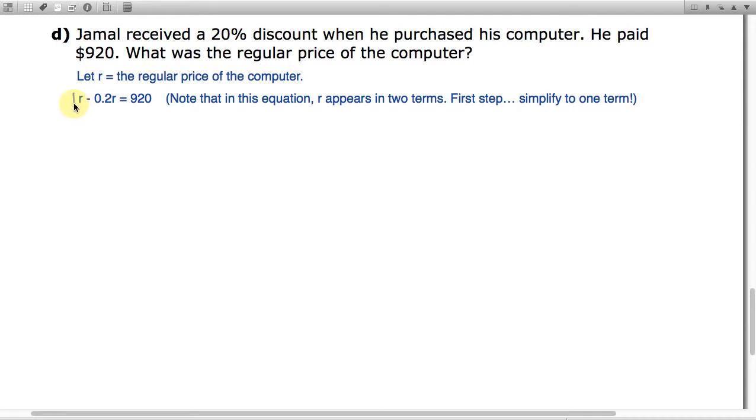So if you've got 1R, take away 0.2R, that leaves you with 0.8R, which is equal to 920. So now we can divide both sides by 0.8, and that will give you R equals 1150. Therefore, the regular price was $1,150.